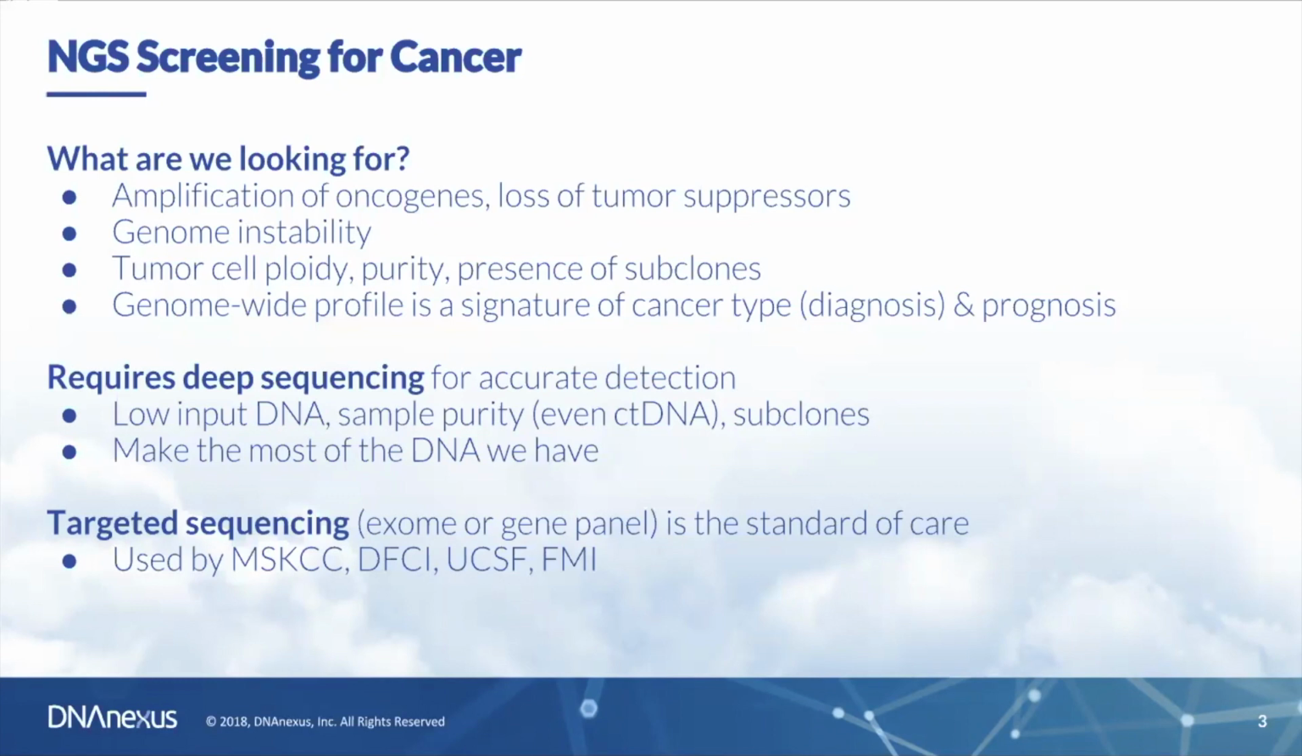So all of this means we need to make the most of the DNA that we have. That's why we use targeted sequencing, either exome capture or a selected gene panel of cancer-related genes. That's the standard of care that's applied at major medical centers like Memorial Sloan Kettering, Dana-Farber, UCSF, and companies like Foundation Medicine.